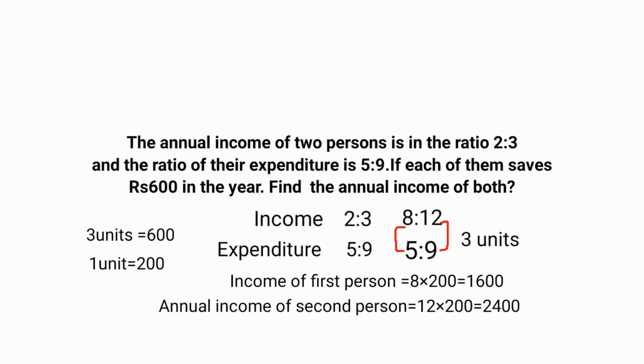If the question is to find out the expenditure of both persons, what we have to do? Multiply the new ratio, that is 5:9, with the value of 1 unit, that is 200. So the answer will be 5 into 200, 1000. That will be the expenditure of the first person, and for the second person, 9 into 200, 1800.